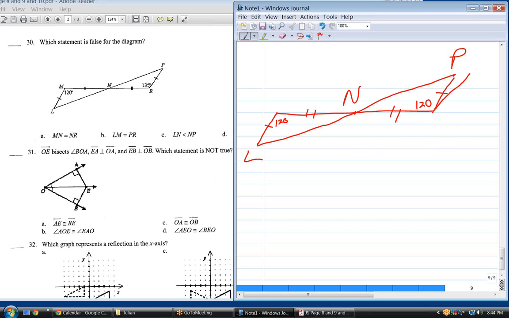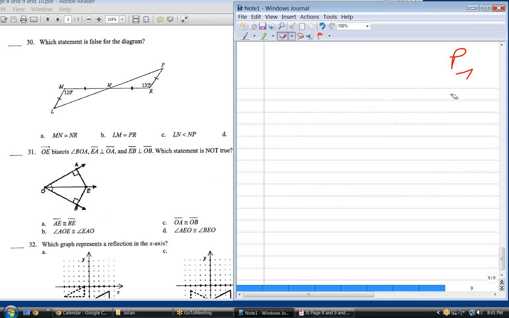What happens to NP when I extend that to 135? It gets a little longer. So doesn't LN have to be less than NP? Yeah. So it's C? If this angle was shorter, let's say it was 110 instead of 135, then I would have to make that line like that, and NP would be shorter than LN. That's why this is a fairly clever little problem. It really requires you to think out of the box a little bit.